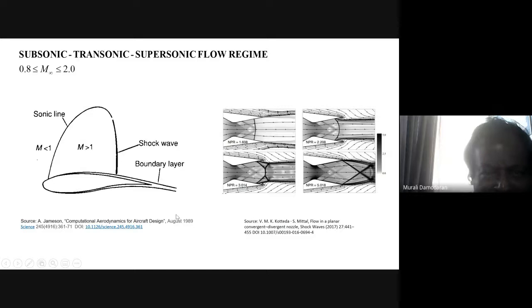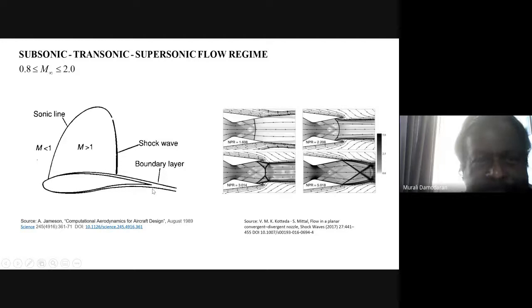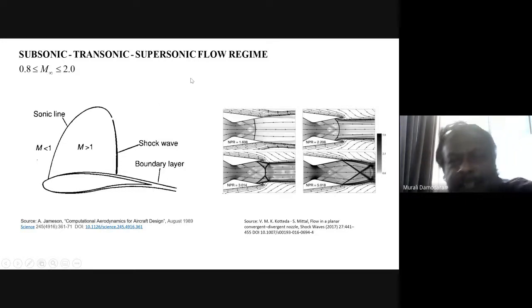What you see in this regime is the presence of discontinuities, such as shock waves and expansion waves, and then of course there is the boundary layer. The Reynolds number for such flows is always very large, so the boundary layers tend to be thin, but they can separate, depending on the pressure gradient in the direction of the flow.